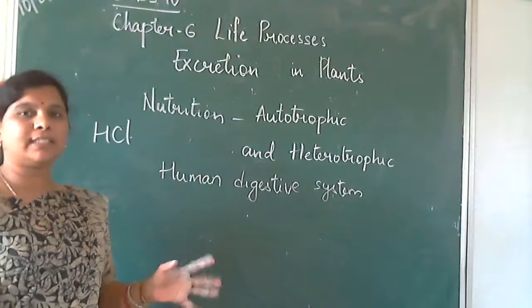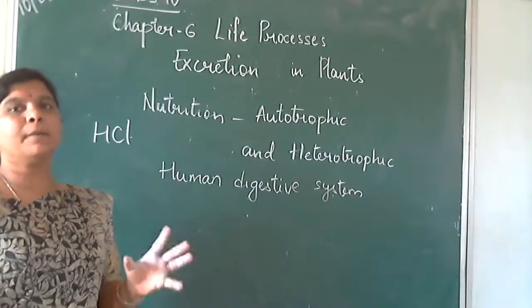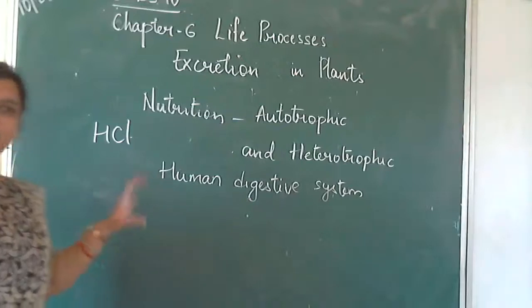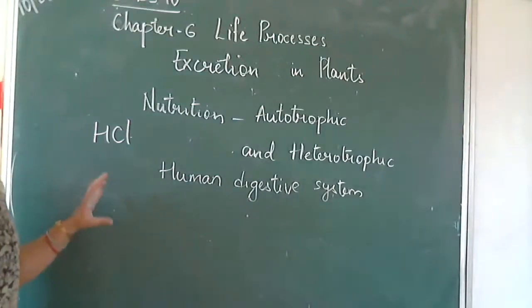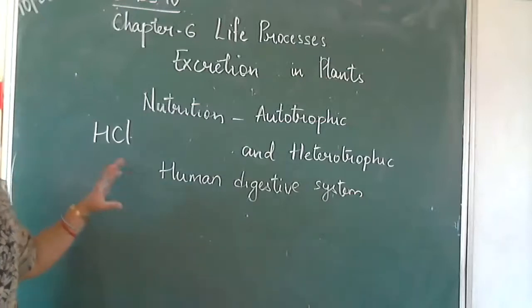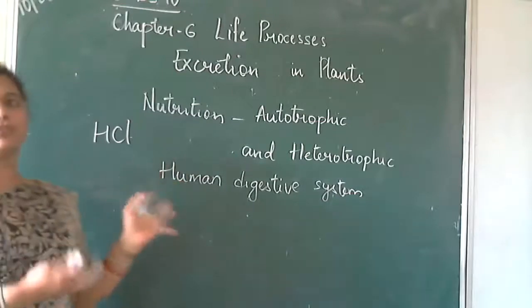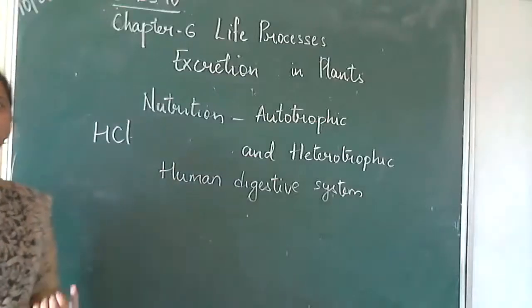So why is acidic medium necessary? Certain enzymes, okay, certain protein enzymes need an acidic environment to act upon the nutrients. Okay, so that is the reason why the stomach pH is acidic. So from there the food enters into the small intestine.